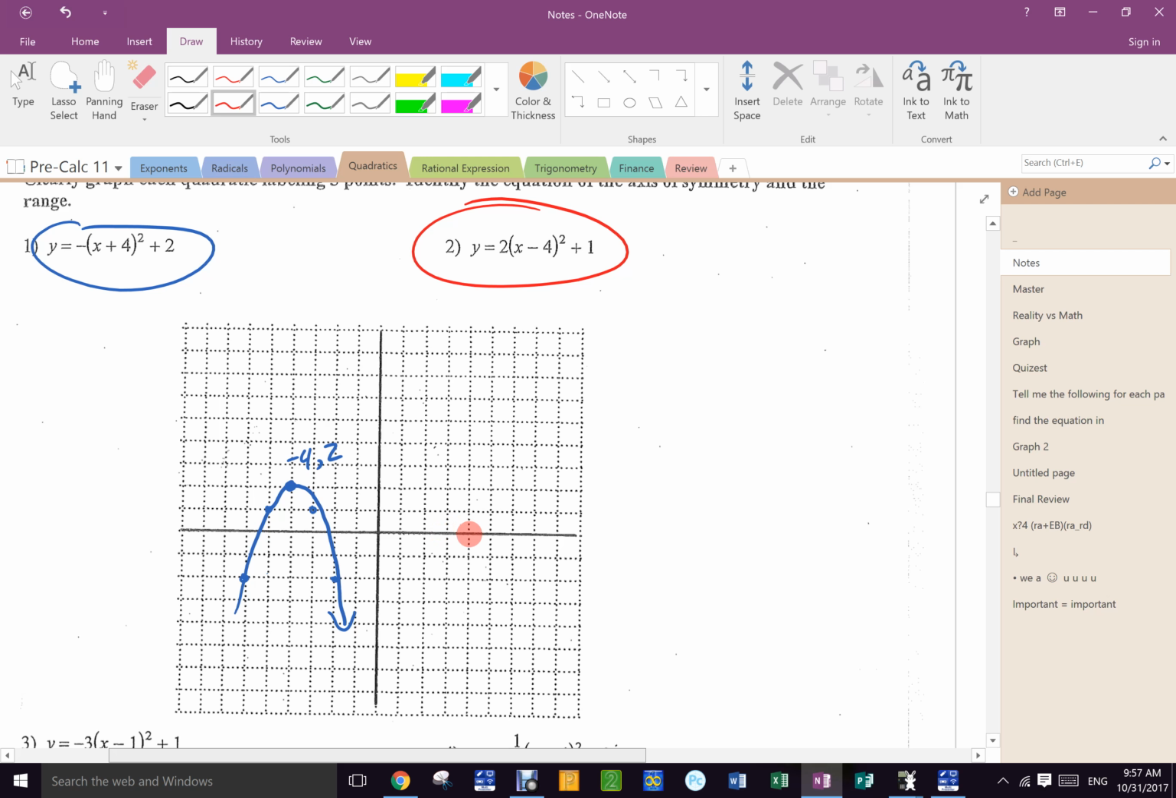2, 3, 4, 1. 4, 1. Stretch of 2. So over 1 up 2. Over 1 up 2. Over 2 up 8. 4, 6, 8. So is it up 8 from the last point or up 8 from the beginning? So it's going to be up 6 from the next point. 1, 2, 3, 4, 5, 6. Okay?